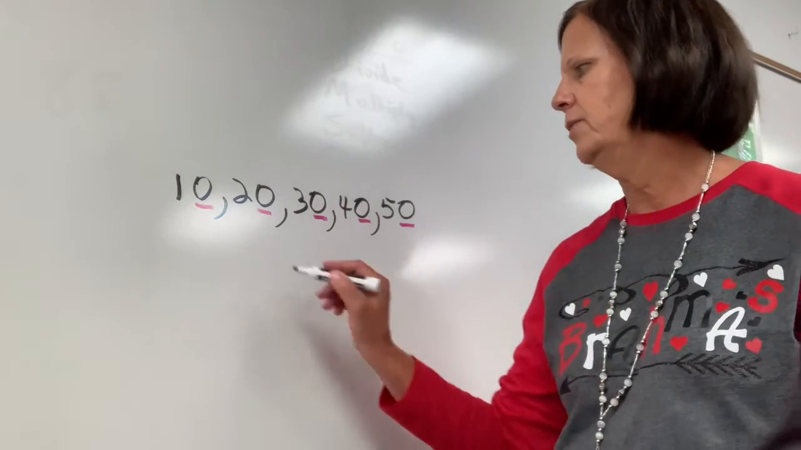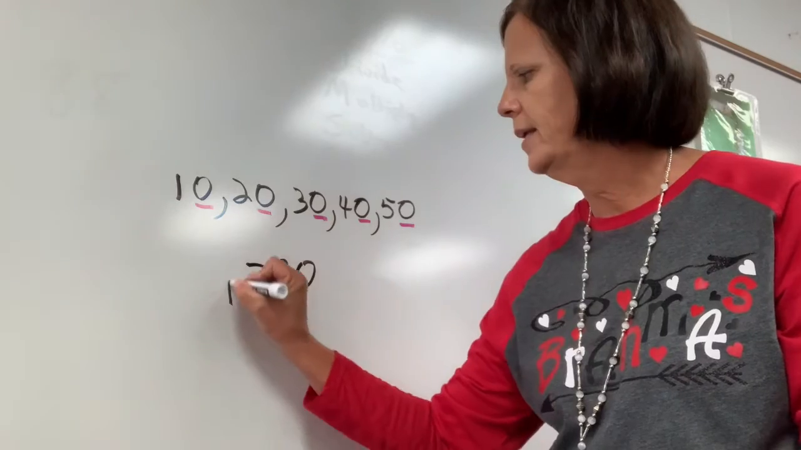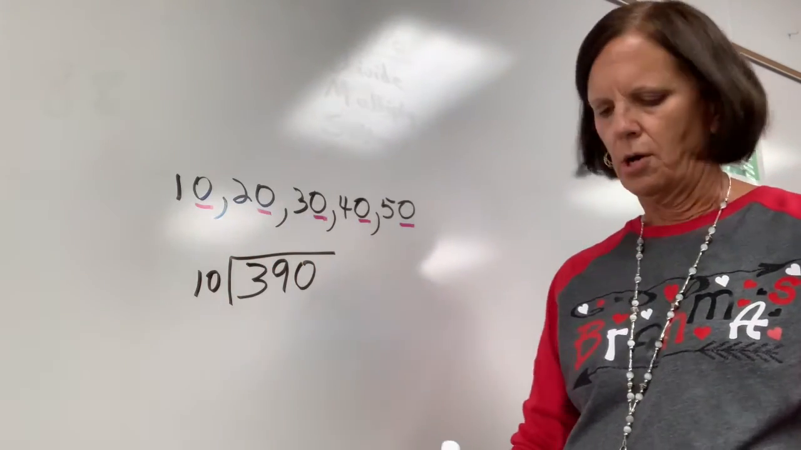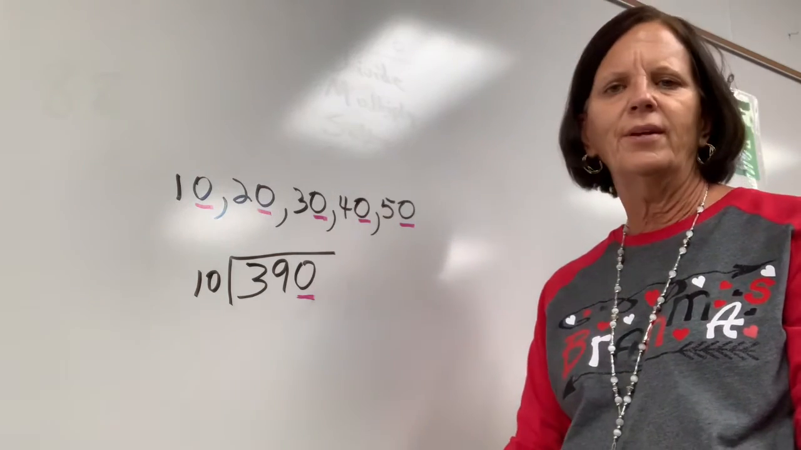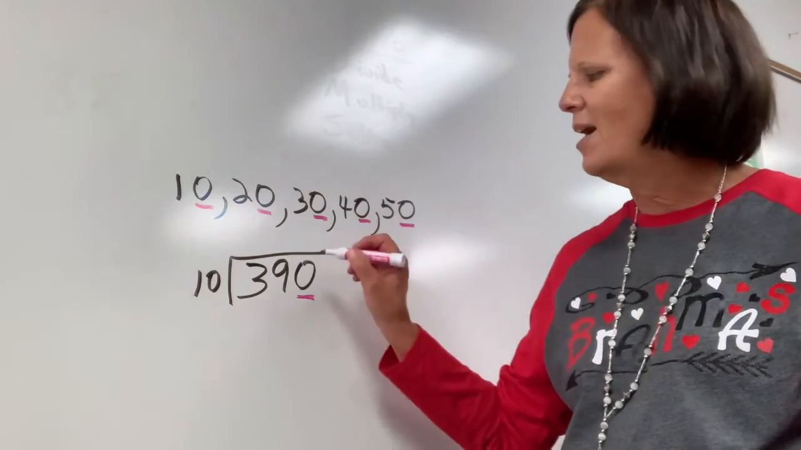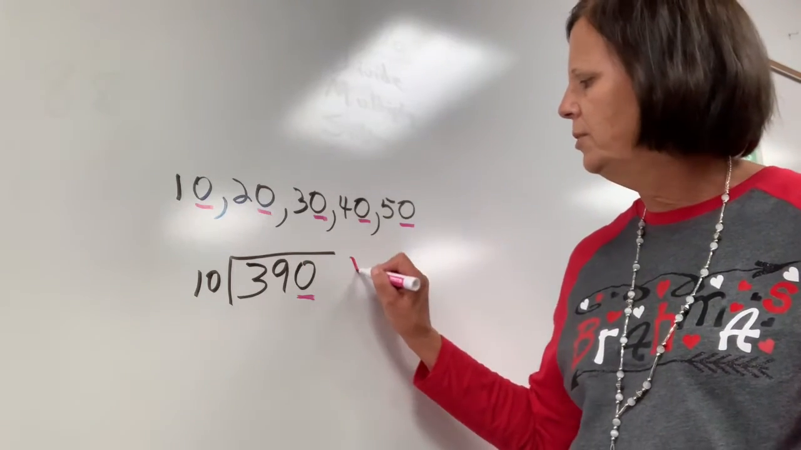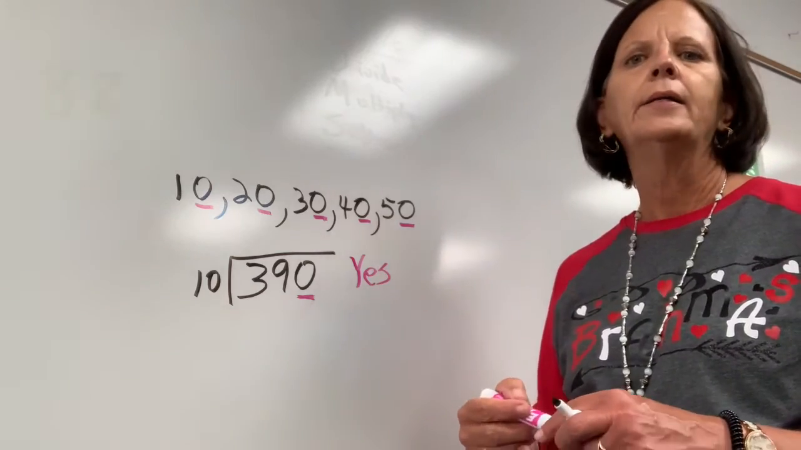What if I gave you 390 and I said, hey, is it divisible by 10? All you have to do is look in the one spot. Oh, and there's a 0 there. So I know if I divided, there would not be a remainder. So you would tell me, yes, it is divisible by 10.